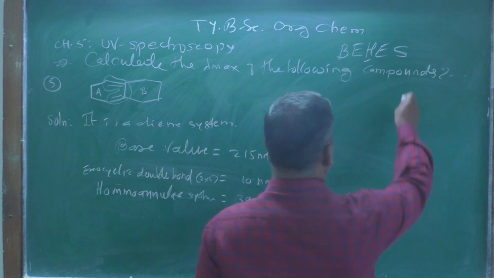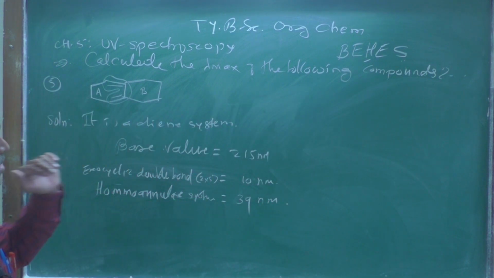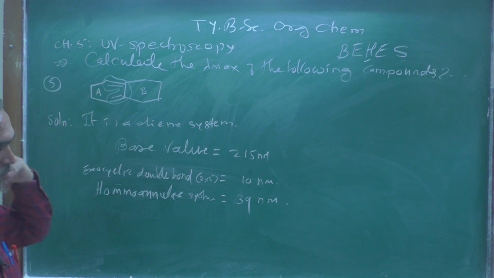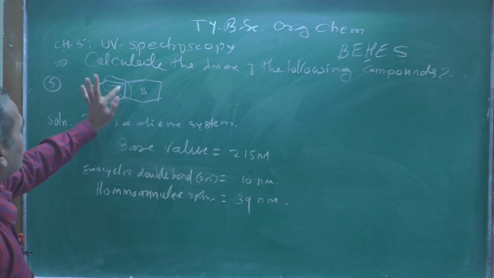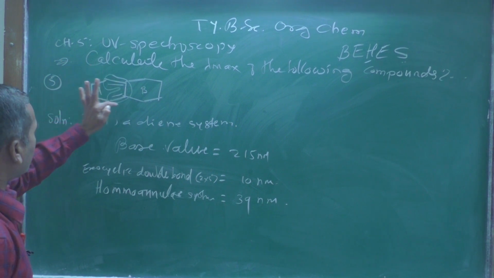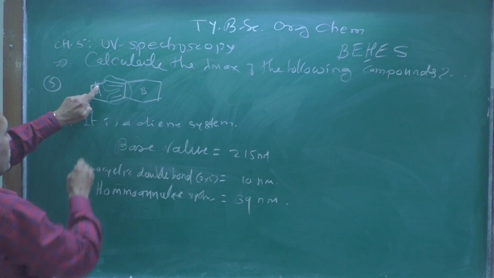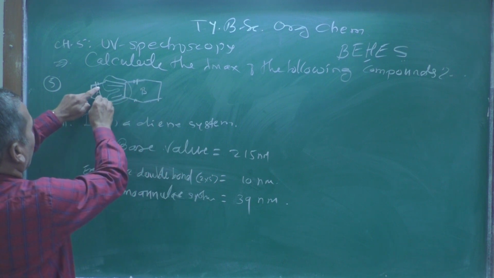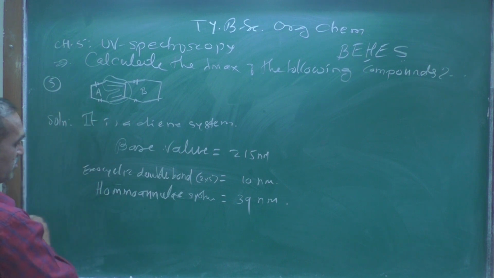Now look at the last one. The last one is the substituent. Most of the students get confused while counting the substituents. Look at here, this is a diene system, and whatever is outside, the ring residues, we can call them alkyl substituents. Outside, look at this CH2, there is one substituent here, another one here, a third one and a fourth one, which means there are four substituents in this case.